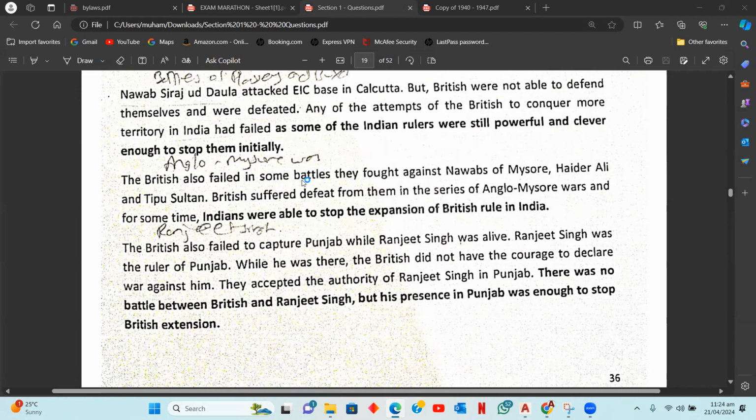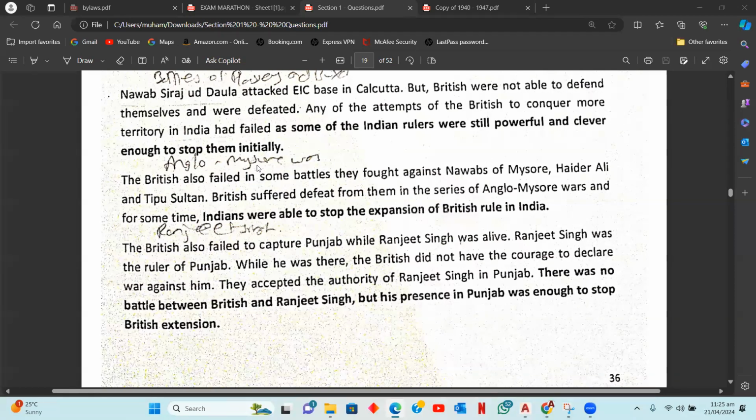Then, although in the Anglo-Mysore Wars the British did win the final battle, initially they had a series of wars. Hyder Ali and Tipu Sultan were very brave military commanders from the Indian side, and because of their strong war capabilities, the British could not win these wars until the final battle. So this was another success of the Indians and a failure of the British.